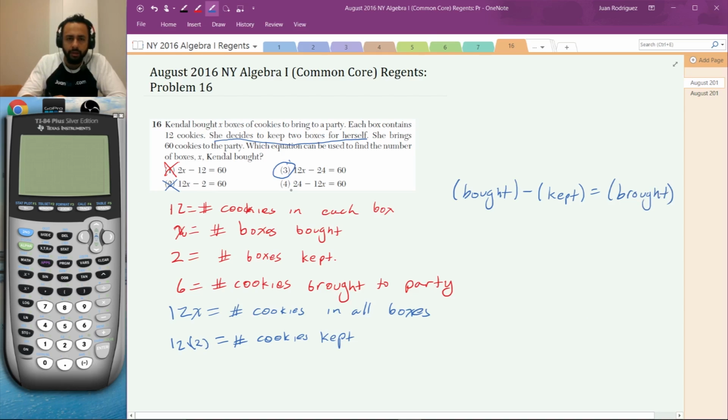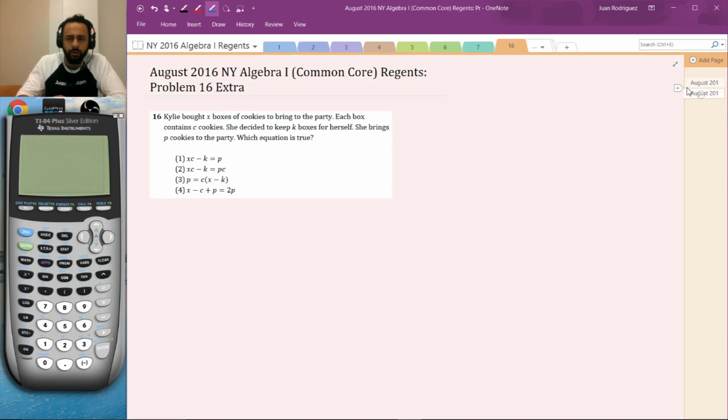That's number 3. That's not number 4. Okay, so here's a similar problem that we created on our own.